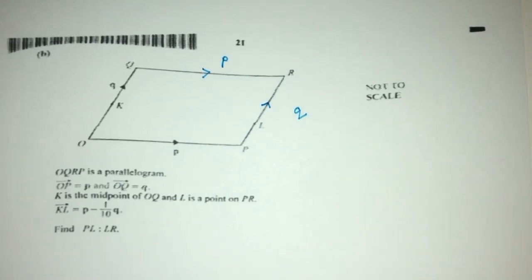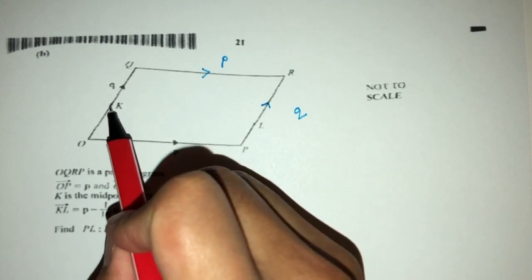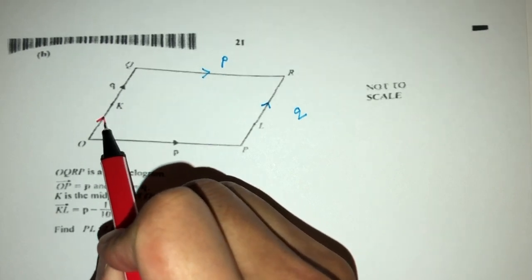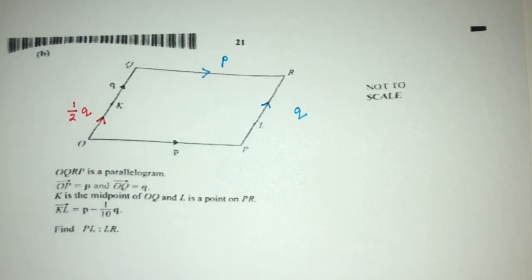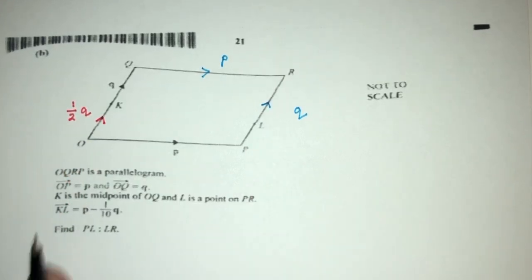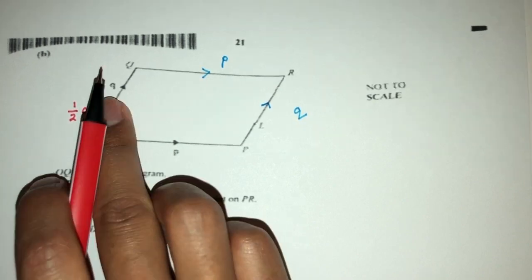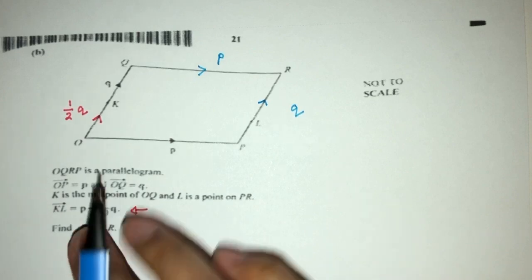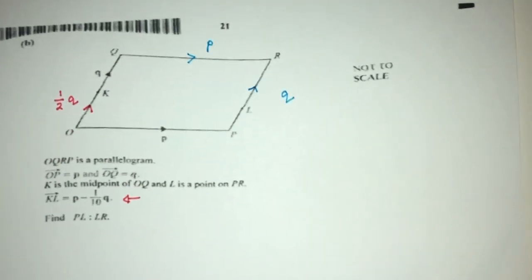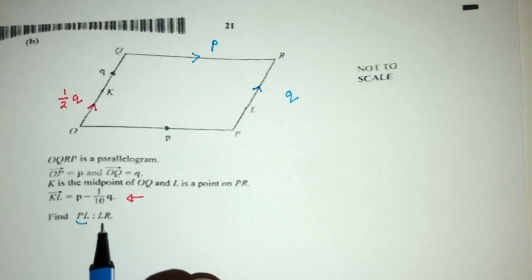Now let's move on. OP is P, okay, K is the midpoint of OQ. So if it is the midpoint, it means that OK in this direction has to be half Q. Okay, now L is a point right here, and then we know KL is given by this. So K going to L is given to you by this value. Now by using all these things that we know, we have to find the ratio of PL and LR.